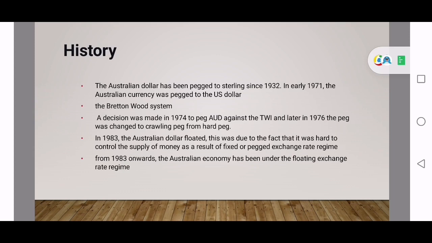In the meantime, Australia, like other countries, has focused on growth. Finally, since 1983, the Australian economy has been under a floating exchange rate regime.